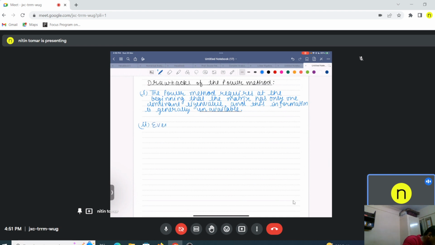And second is, let's say this information is available, even when there is only one dominant eigenvalue, it is not clear how to choose the initial guess, right?